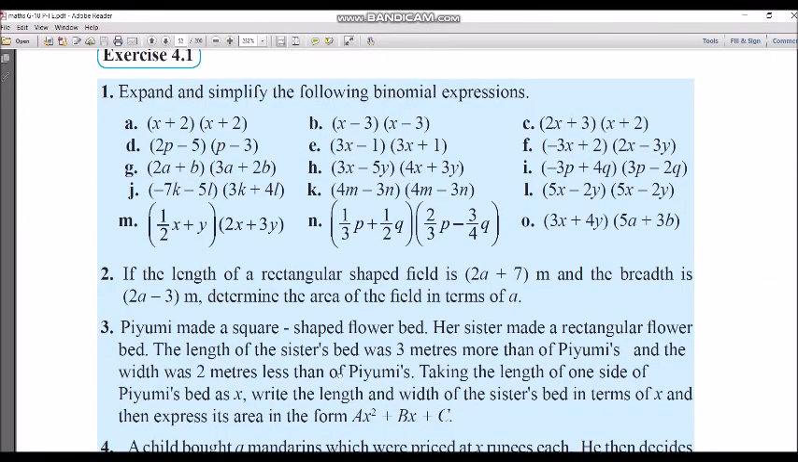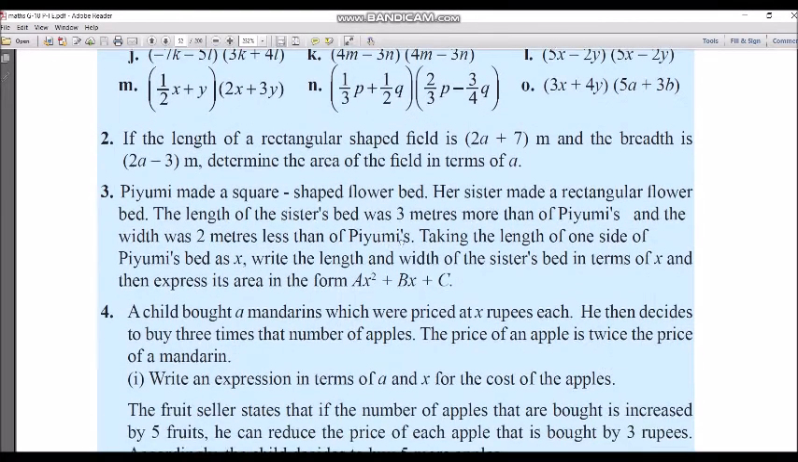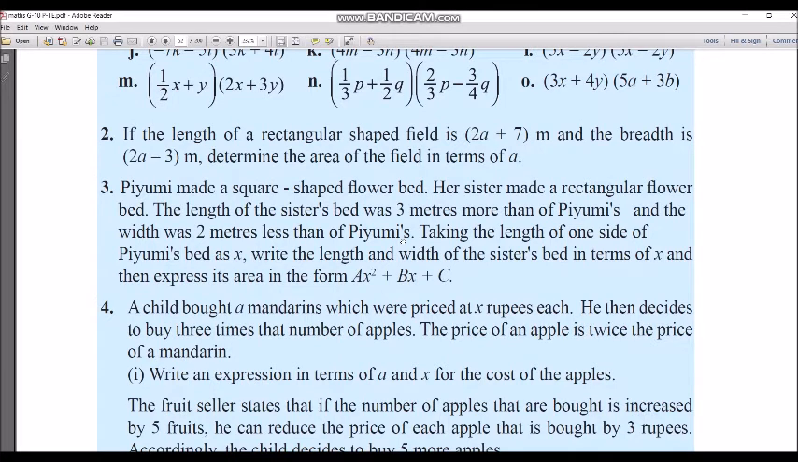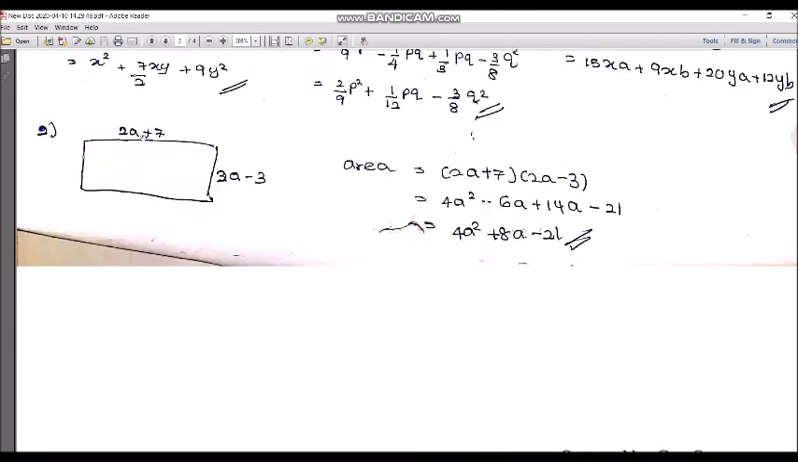In the second question, it says the length of a rectangle is 2a plus 7, the breadth is 2a minus 7, and we have to calculate the area. So area we know is length into breadth, and we have simplified it, so check the answer.